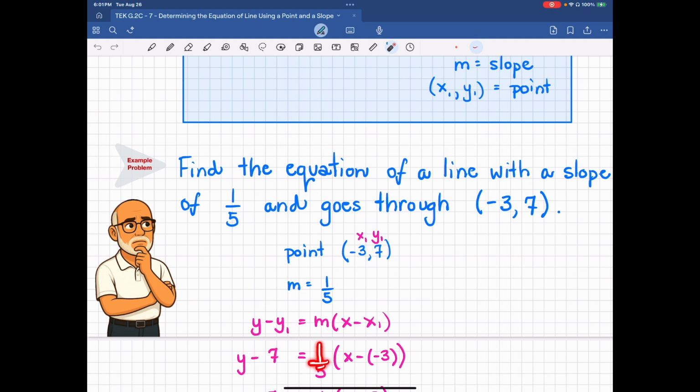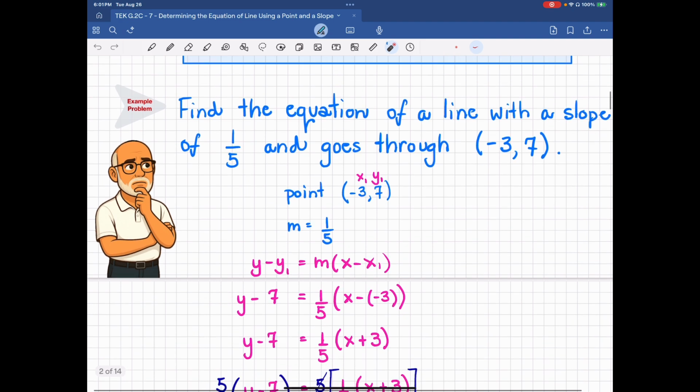My slope is 1/5, so m becomes 1/5. And now my x1 is a -3. Now remember, the formula says to subtract. So what I'm going to do is I'm going to subtract my -3 from my x. So I come up here to my next step, and what that says is I need to simplify it. So I'm just going to simplify it. I can't simplify the left. I already have y minus 7.